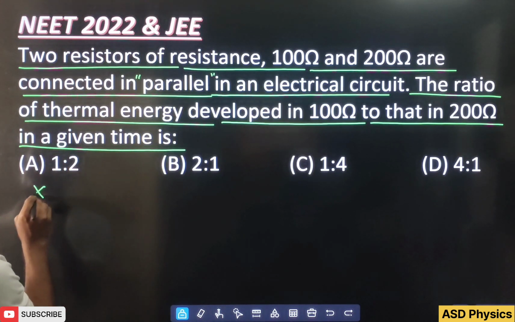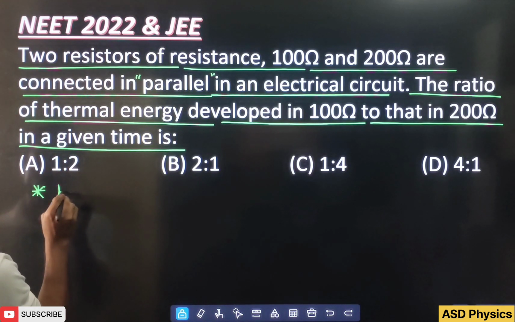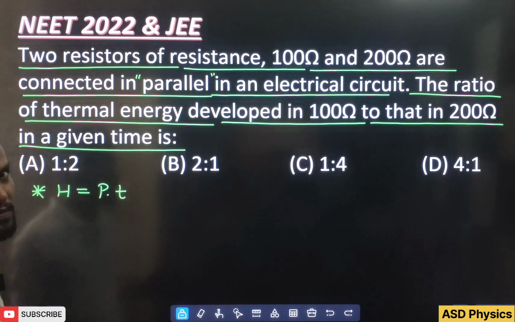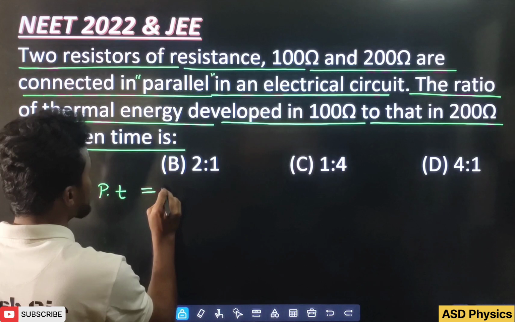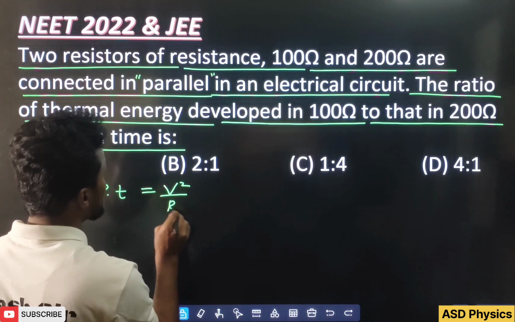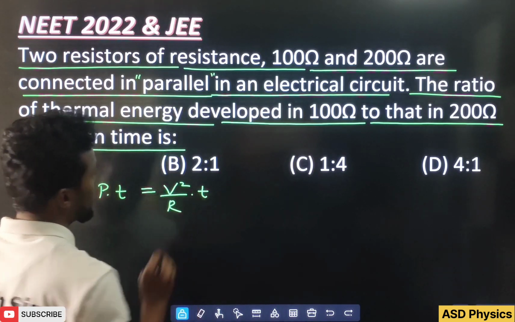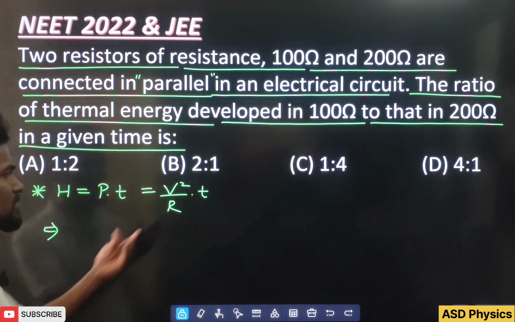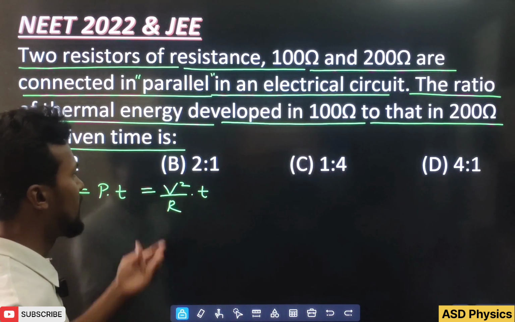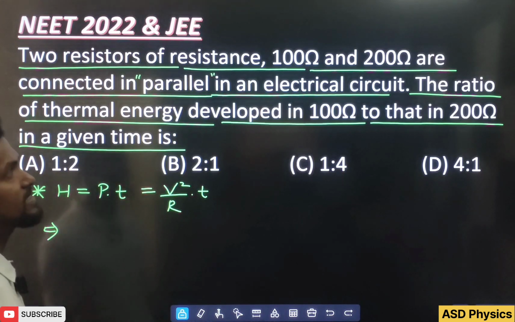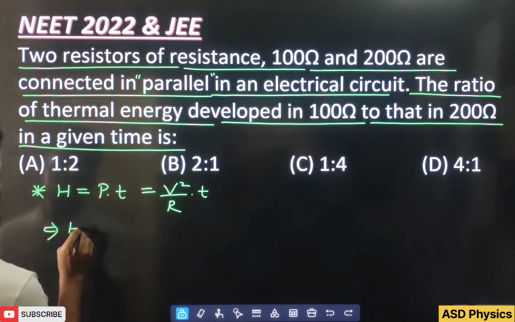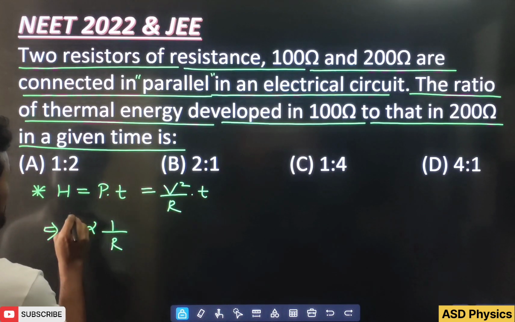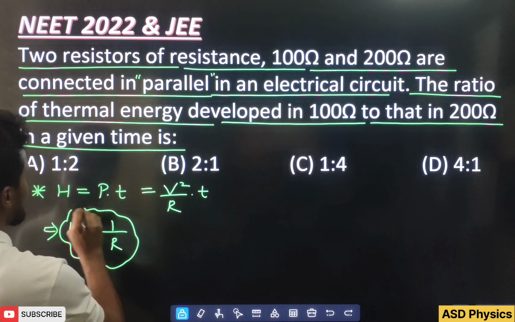So remember that for the parallel connection, the heat energy developed is given by power into time, and for the parallel connection, we will always use the formula V square by R into T. Now from here we can tell one more thing. The time is constant in a given time and V is also constant. So here we can write H is inversely proportional to R. Okay. This is the concept.